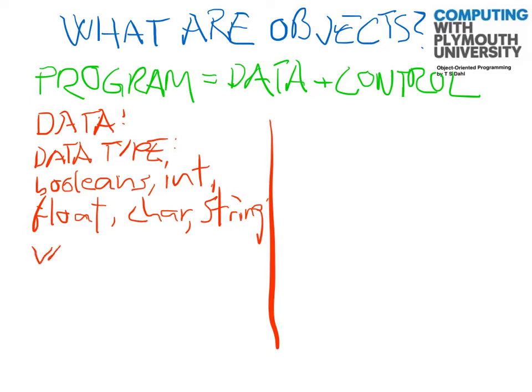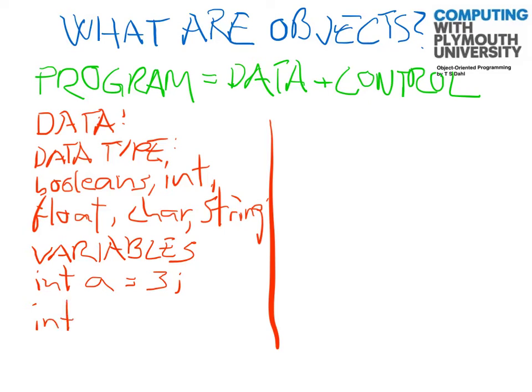We store our data in variables, and the variable will have a type, a name, and when we've got a variable we can assign a value to it, and it will be recorded, and we can refer to it then using that name. So if I want to get the value from one variable into a new variable, I can refer to it using the name of that variable.